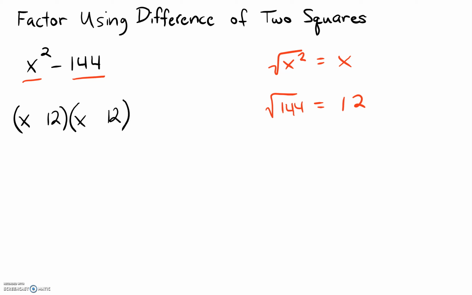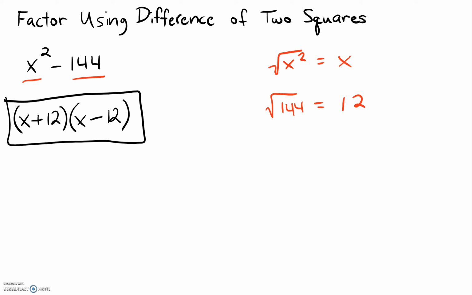And then you just put a plus in between one set and a minus between the other. It doesn't matter whether the plus comes first or whether it comes second. And that's it. That's going to be your final answer. So difference of two squares is really nice. Just take the square root of the first item, put it in the first two slots of the parentheses, take the square root of the second item, put it in the second two slots for each set of parentheses, and then put a plus and a minus.